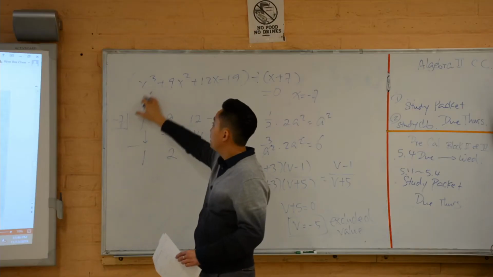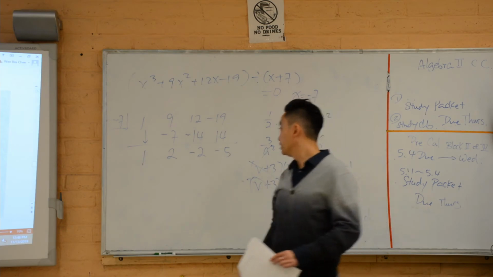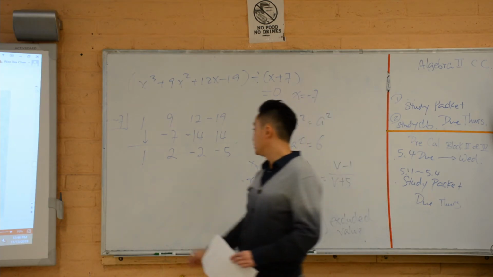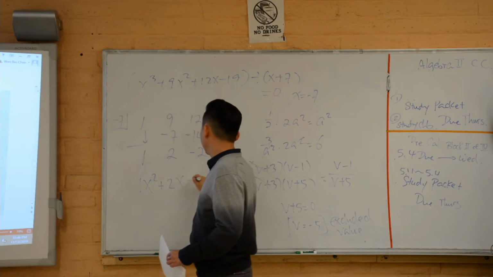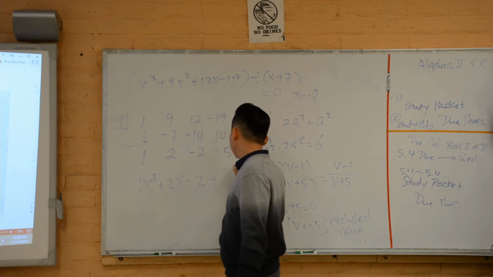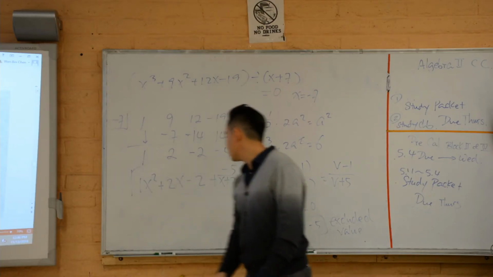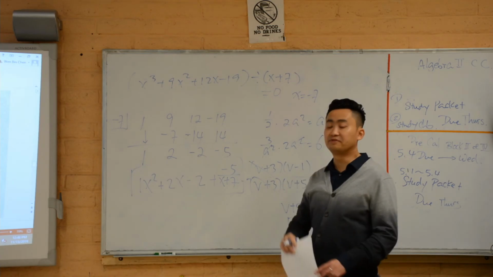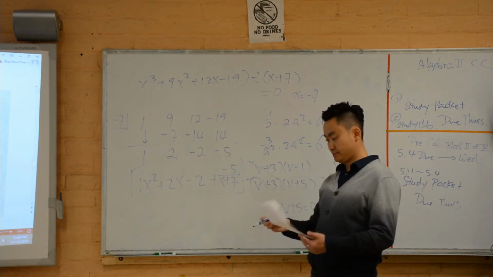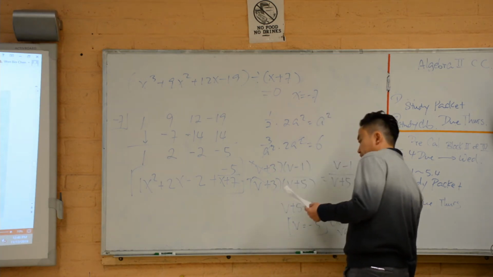And now, with the polynomial quotient, let's just rewrite it here. Since we divide by a binomial, that means the original power is reduced by 1 degree. So x squared plus 2x minus 2, and then plus negative 5 over x plus 7. And here's the final quotient with the remainder over the divisor.